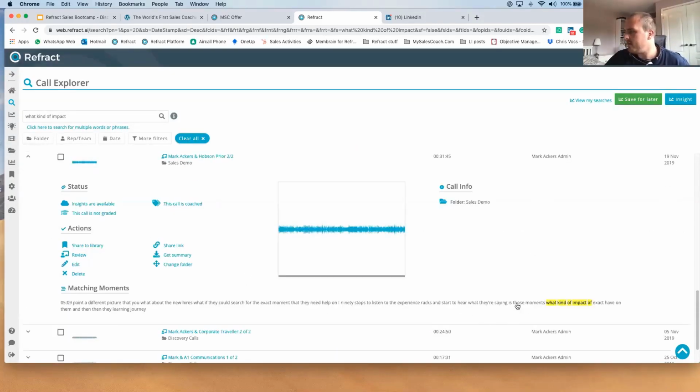So 5 minutes in, here we go. Those moments. What kind of impact do you think that could have on them and their learning journey? Yeah, so at the moment we have a database of calls. Get loads of information back from just asking, what kind of impact is what I've just shown you going to have for you? And that's where you can start to find out what kind of impact it is going to have for you as an individual that's got targets to hit, but what about you personally as well?